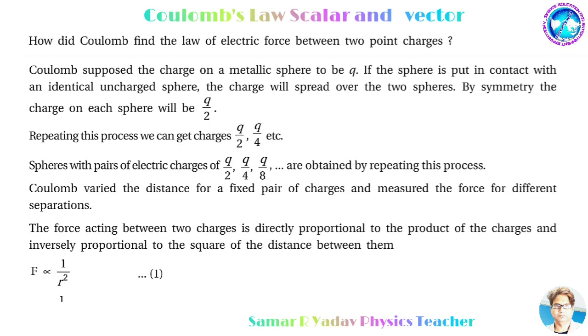How did Coulomb find the law of electric force between two point charges? Coulomb supposed the charge on a metallic sphere to be small q. If the sphere is put in contact with an identical uncharged sphere, the charge will spread over the two spheres. By symmetry, the charge on each sphere will be q by 2. Repeating this process, we can get charges q by 2, q by 4, etc.